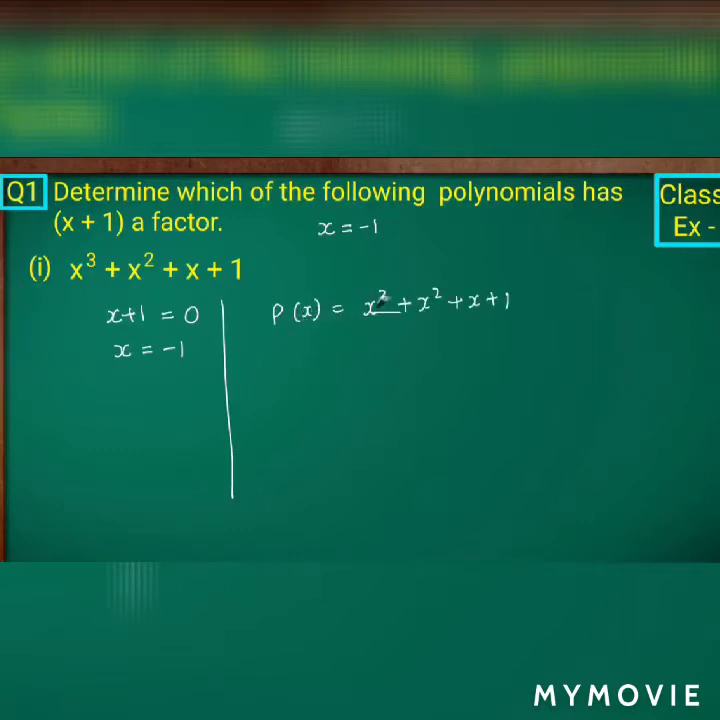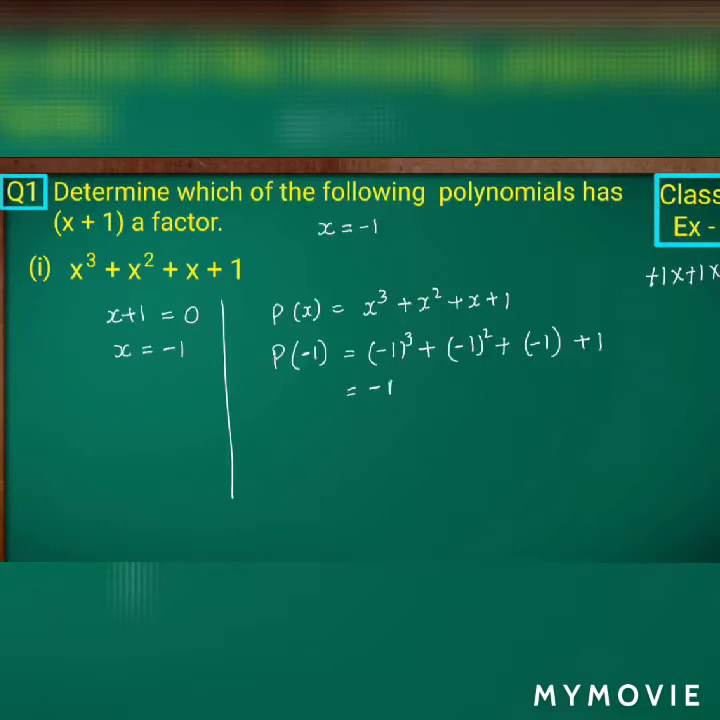So in the place of x, what is the value we have to substitute? Minus 1. That is p of minus 1, which is equal to minus 1 whole cube plus minus 1 whole square plus minus 1 plus 1. So here minus 1 whole cube is what? Minus 1, isn't it? Minus into minus, that is minus 1 into minus 1 into minus. Minus will get cancelled, that will become plus. Plus into minus will become minus. So we'll get 1 into 1 into 1 is 1, isn't it?